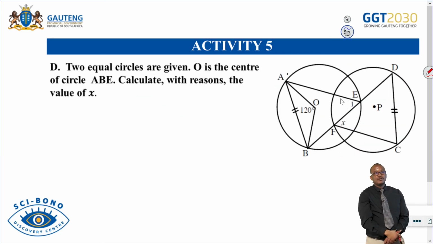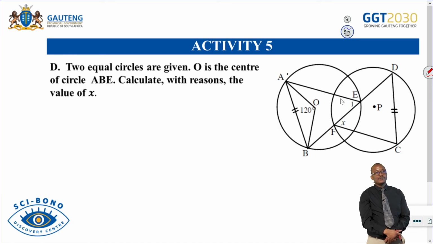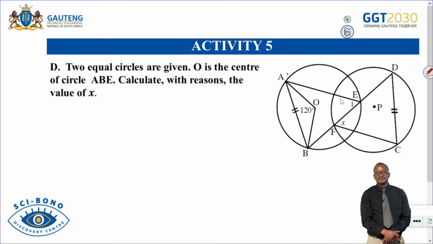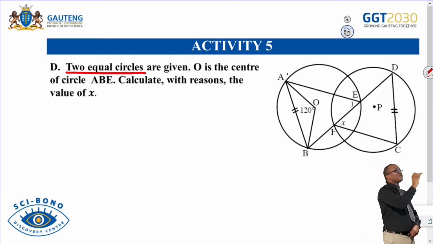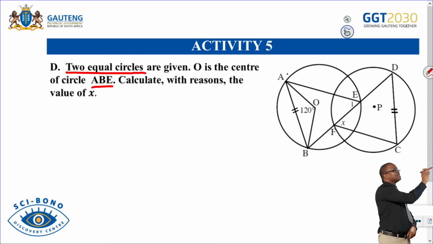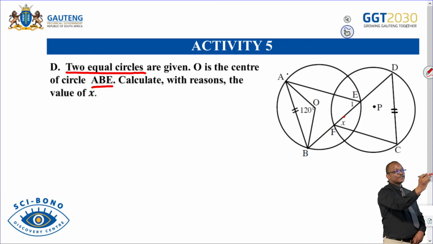So now let's look into activity 5D. We read the statement, and as we read it, it is very important for us to note what it is saying. Hence, every time we are advised to read the statement carefully and apply what we know. The statement reads as follows. Two equal circles are given. Note that those circles are equal. O is the center of circle ABE. Calculate with reasons the value of x.